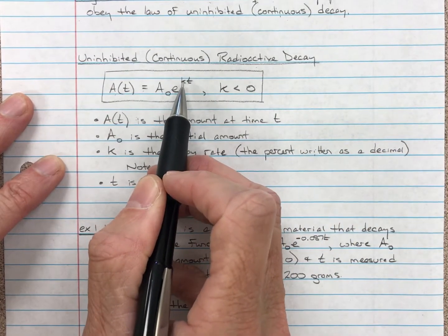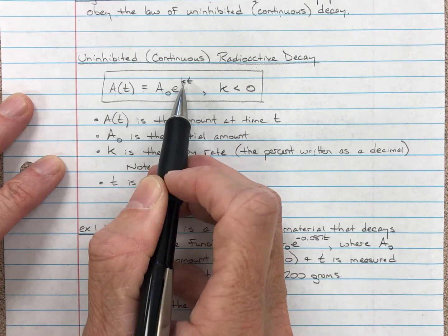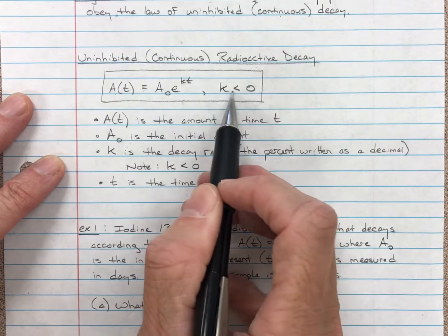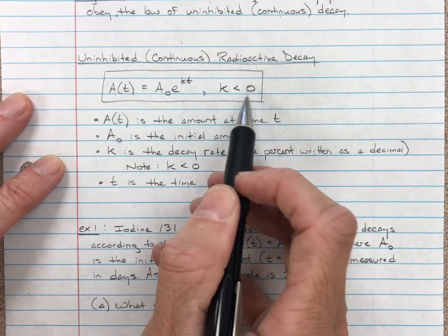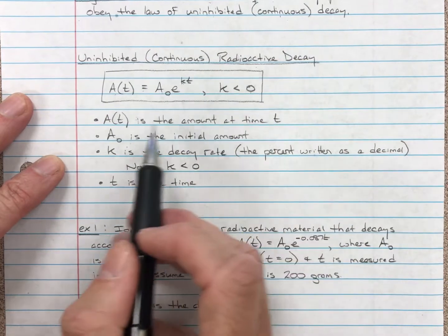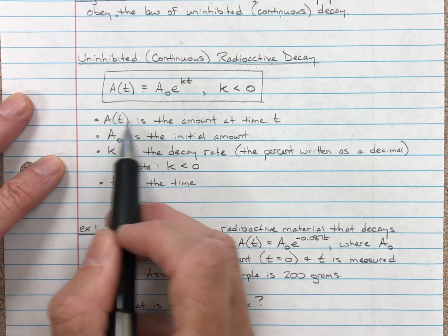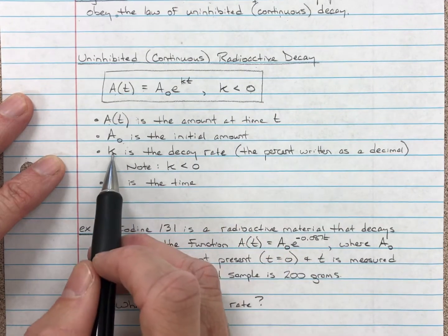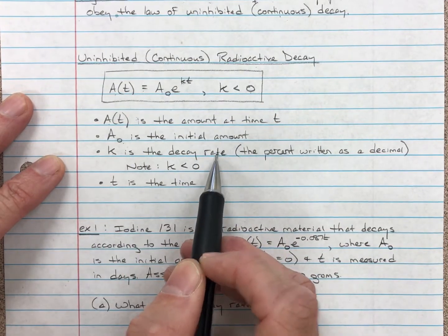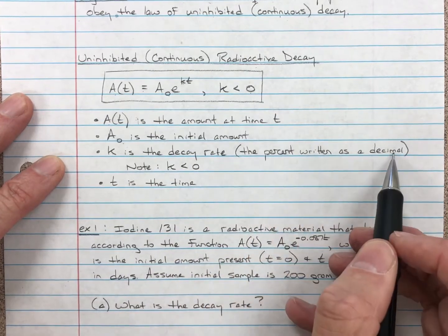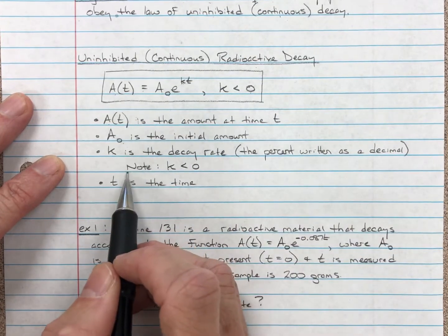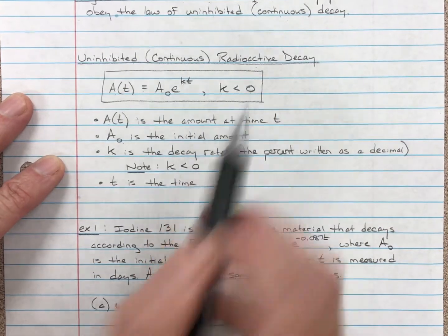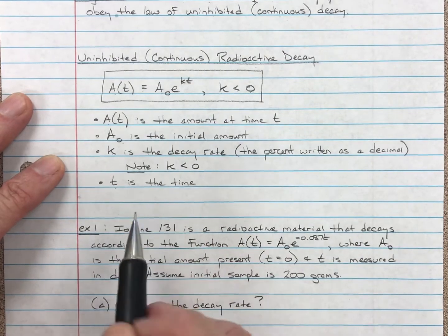In growth, the rate is always positive because things are growing. In decay, the rate is negative because things are decaying, going down. So A of t is the amount at time t, A sub 0 is the initial amount, and k is the decay rate. It's the percent written as a decimal. Again, note that with decay, the k is less than 0, and t again is the time.